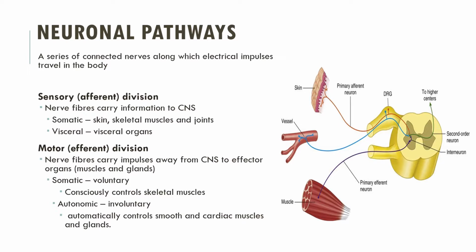So we have 2 different divisions. We have the sensory or afferent division, the neurons that carry the information to the CNS. We have somatic and visceral sensory nerves, and then the efferent or motor neurons carry the impulses away from the CNS back to the effector muscles and glands. We have the somatic section, which is voluntary and consciously controls the skeletal muscles, or the autonomic ones, which control smooth and cardiac muscles.